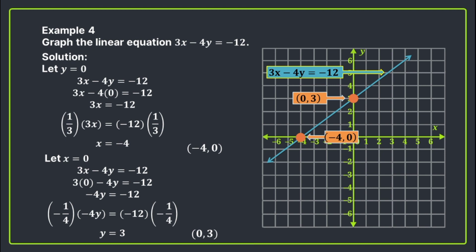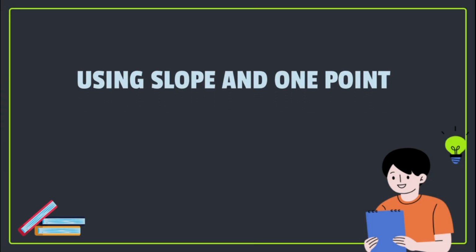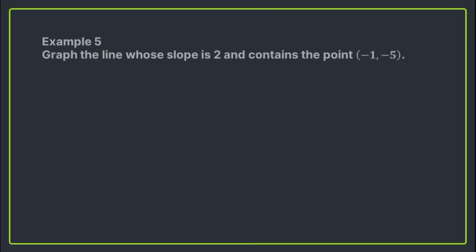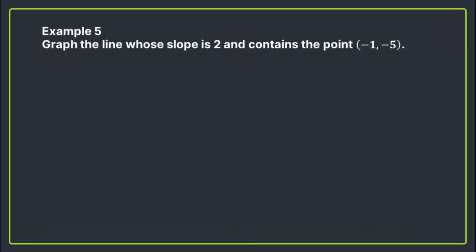So let's move on to the third method, using slope and 1 point. So we have here the slope formula. The formula is m equals rise over run. So here is an example. Graph the line whose slope is 2 and contains the point (negative 1, negative 5).